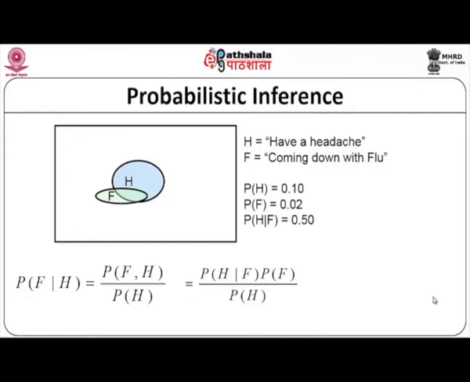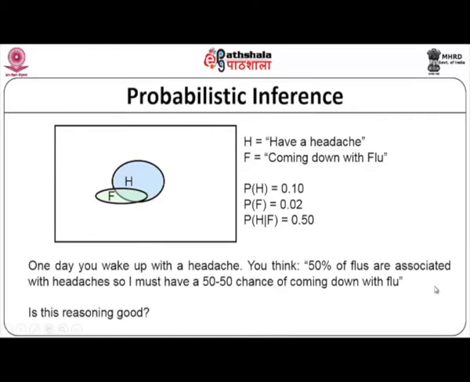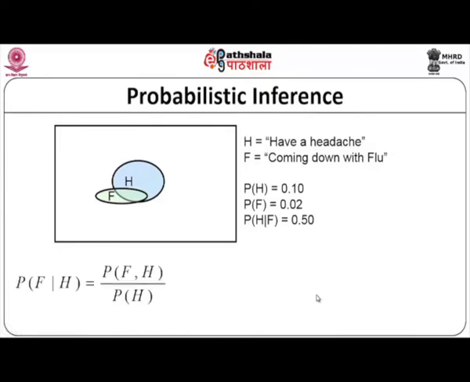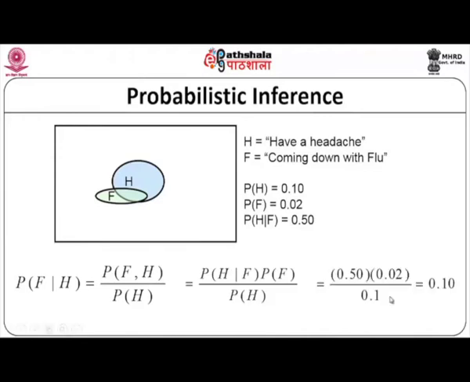So, the reasoning that we made earlier, that there is a 50-50 chance for me to have flu, is wrong, and this may be validated using the conditional probability scenario. What I am trying to say here is that conditional probabilities will help us in doing better reasoning.